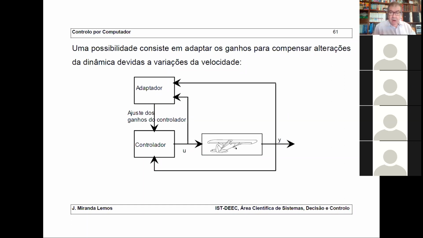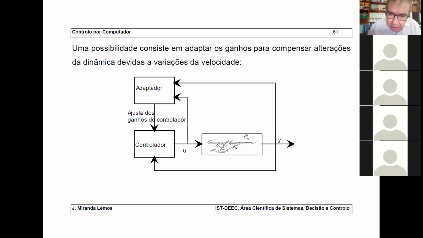Now, what I will start to do tomorrow is to speak about models in computer control, which will be the base for design. So before we leave, any questions or comments? Okay, if not, I end here and we will resume tomorrow.